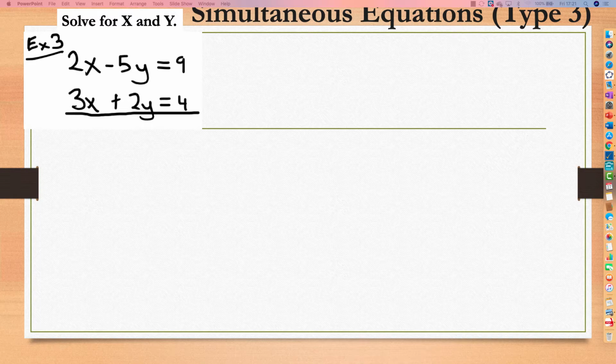So still focusing on the y, what's the problem? They're different numbers. They have different signs, but we want the same value. What we have to do is find the lowest number that the two of these will multiply up to. 10, isn't it? The lowest common multiple is 10. Because we want this to be a minus 10y and this to be a plus 10y, they're going to cancel. So how do I get that to a minus 10y?